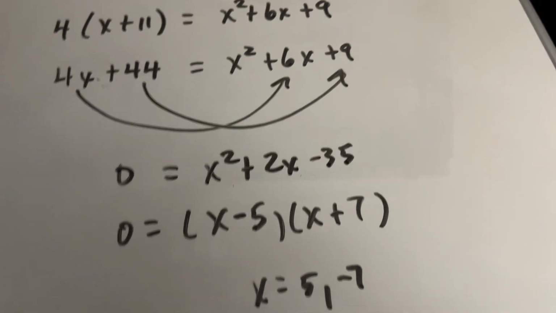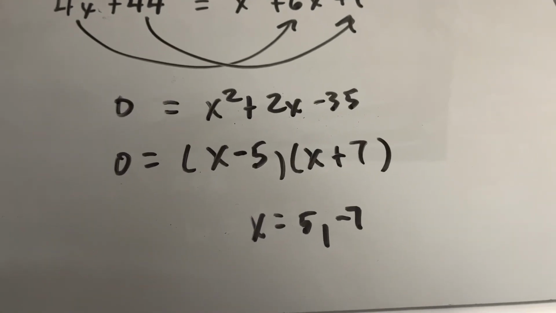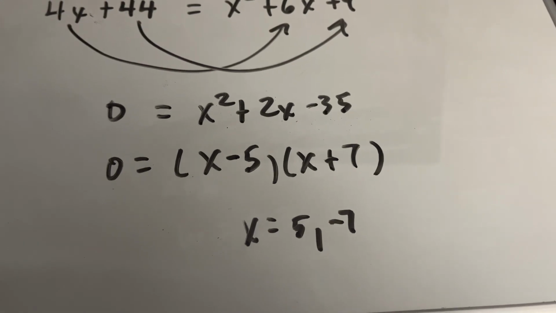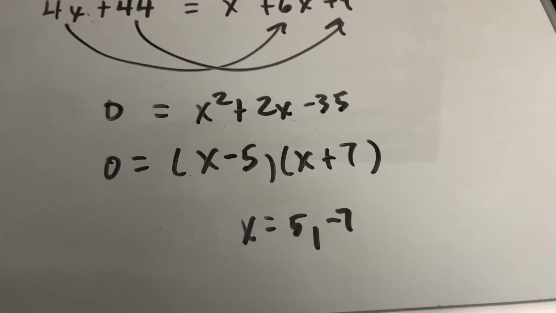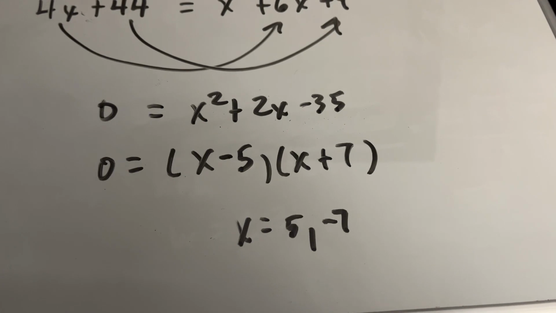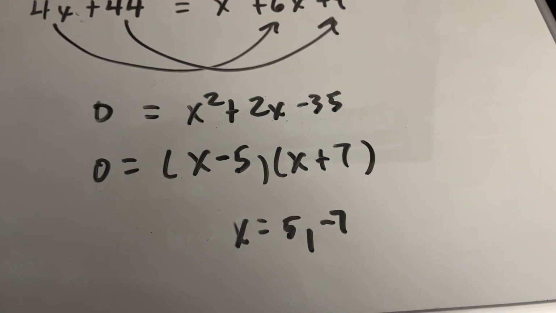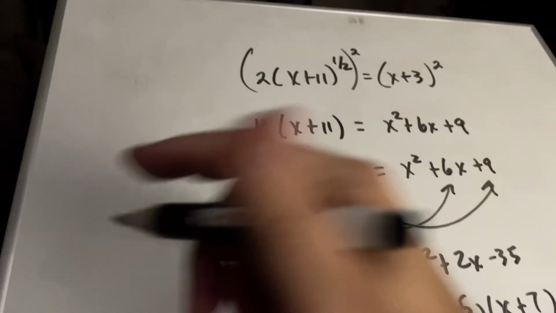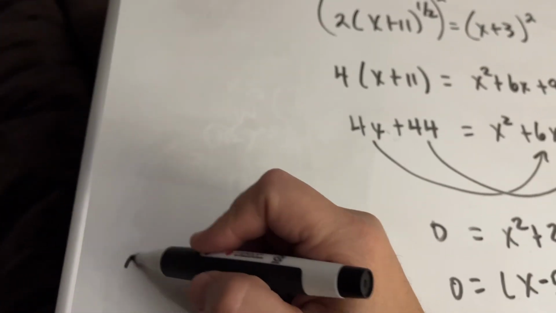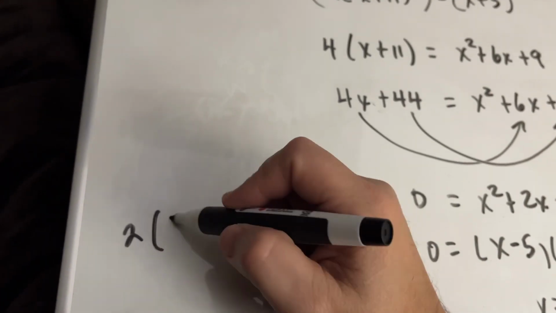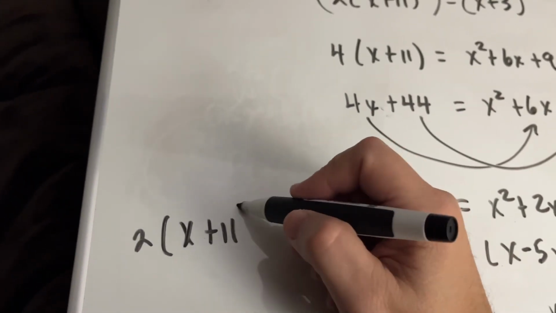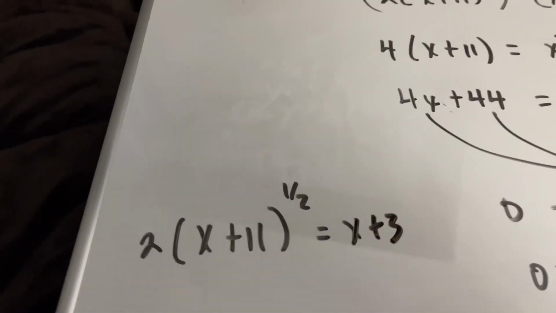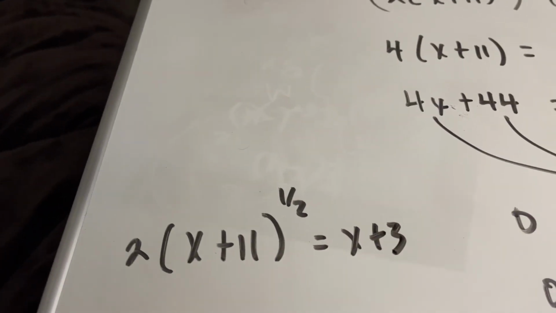But you have to always check your answers with these kind of problems. You're checking for extraneous solutions. An extraneous solution would be a solution that you get that doesn't actually check out in the original problem. So I'm going to put these back in and check it. So I've got 5 and -7. So over here, I'm going to write the original question, the original problem.